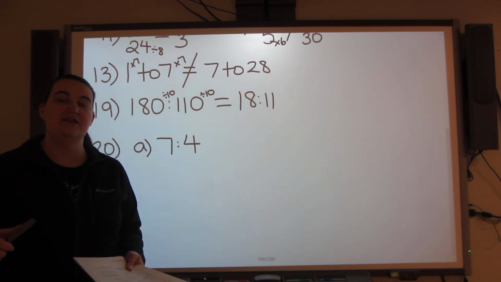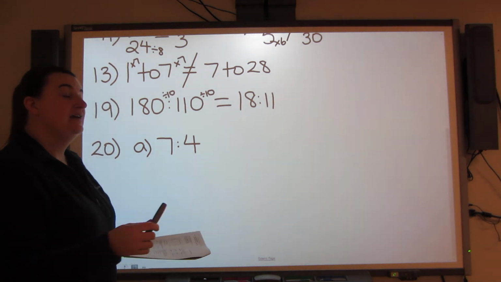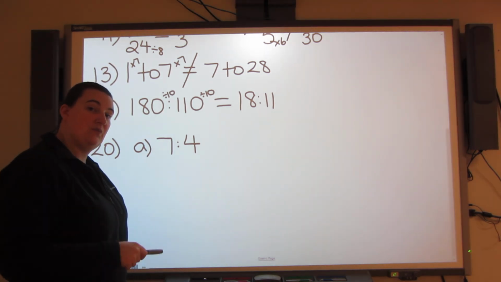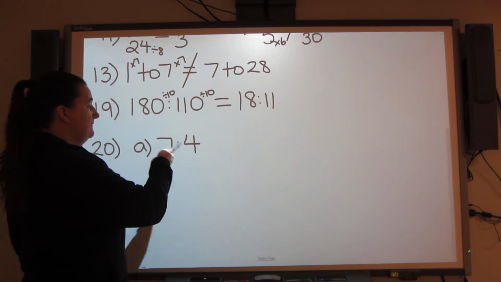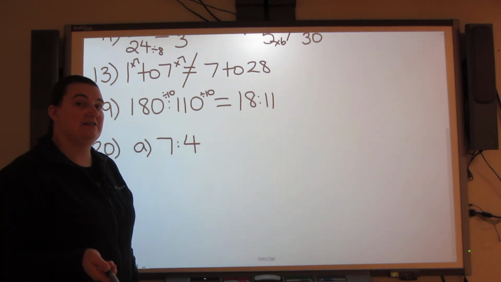Now, you look at it and you think, is this lowest terms? And then you look and you think, yes, it is lowest terms. Because 7 is a prime number. The only thing I can divide into 7 is 1 and 7. 4, not a prime number, but there's nothing I can divide both of them by to make them smaller.